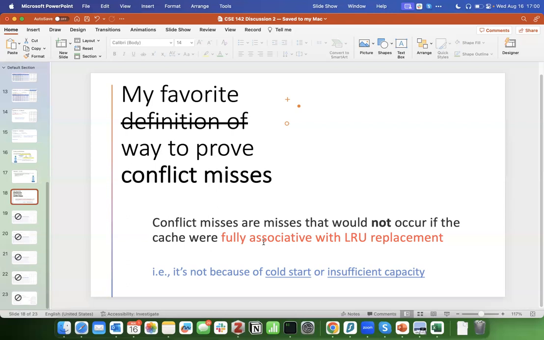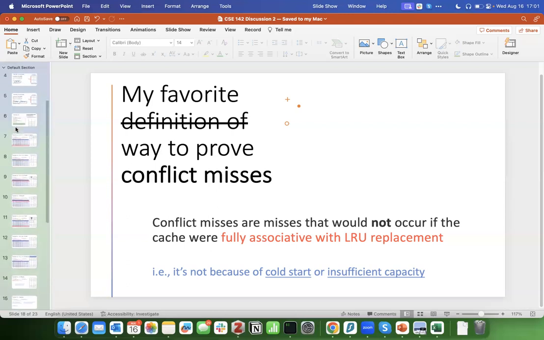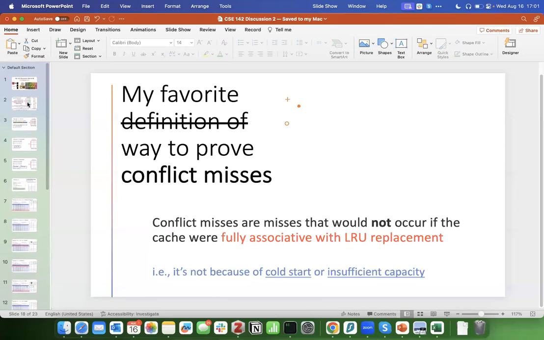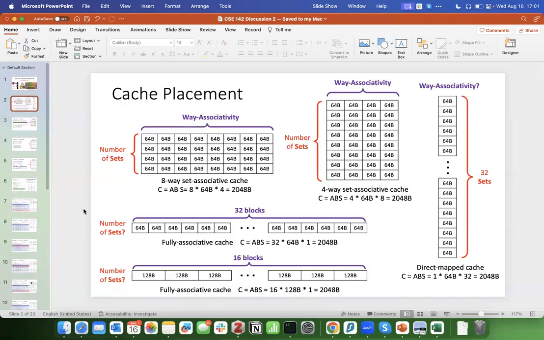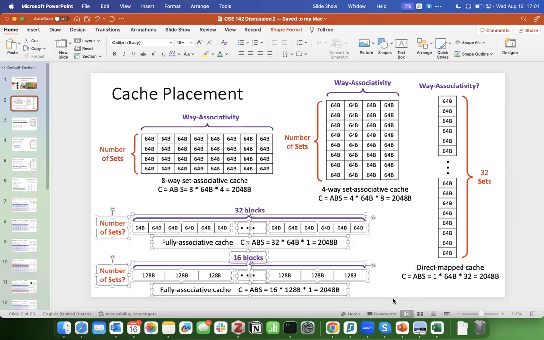So under what circumstance will we have both conflict misses and capacity misses? If we have anything but a fully associative cache, we could have both types of misses. With fully associative, we could only have capacity misses. Everything else could have either conflict or capacity, and we could of course always have compulsory misses in any placement.